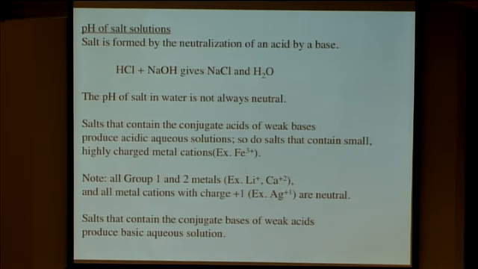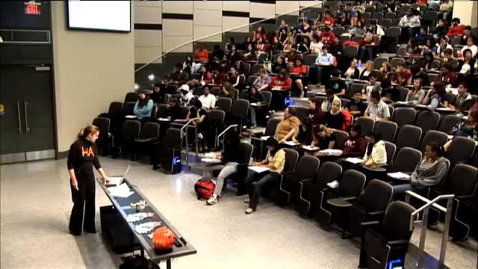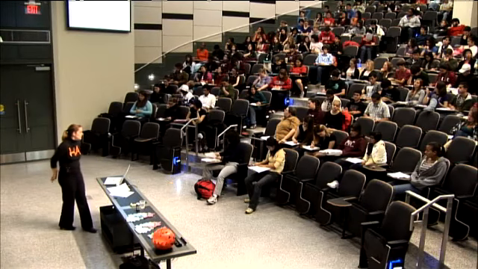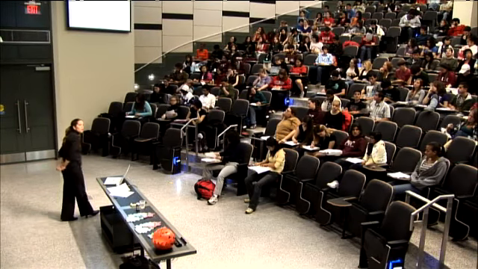And if a salt contains a conjugate base of a weak acid, then it'll form a basic solution. So it's all about whether the salt derived from a weak acid or a weak base. That's going to give you a clue as to whether it's an acidic or a basic solution. If it derives, say, from a strong acid mixed with a strong base, then it's going to give you a salt that's neutral. So let's look at some examples. So here we have NH4Cl.